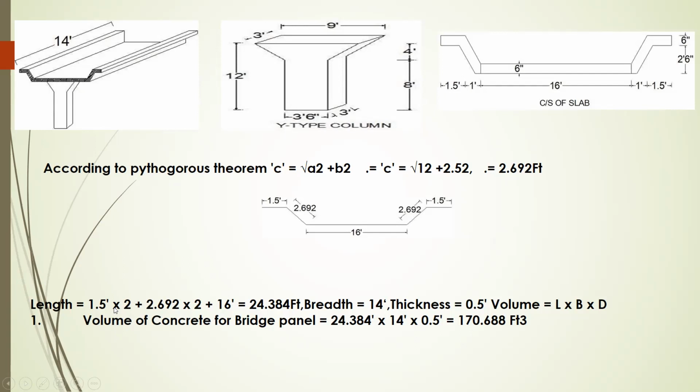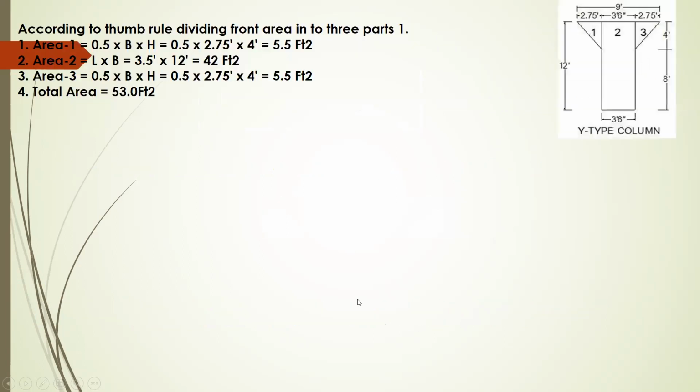Length is equal to 1.5 feet into 2 plus 2.692 into 2 plus 16, is equal to 24.384 feet. Breadth is equal to 14-inch thickness. Thickness is equal to 0.5. Volume is equal to length into breadth into depth. Volume of the concreting of the bridge panel: 24.384 into 14 into 0.5 is equal to 170.668 cubic feet.